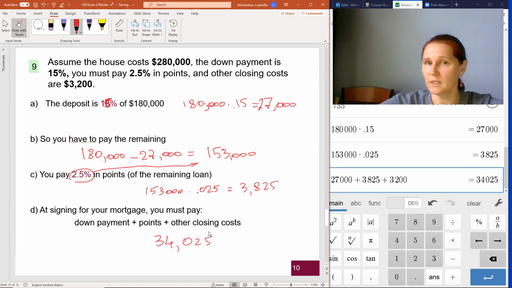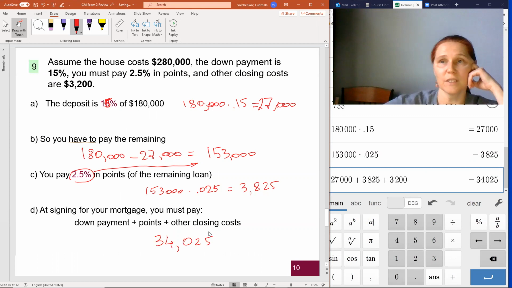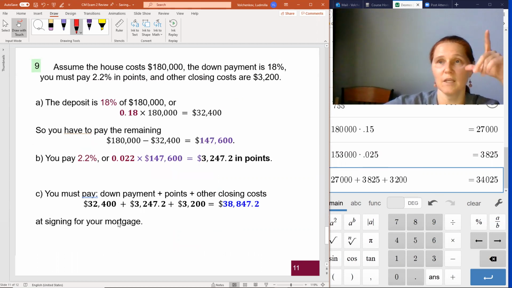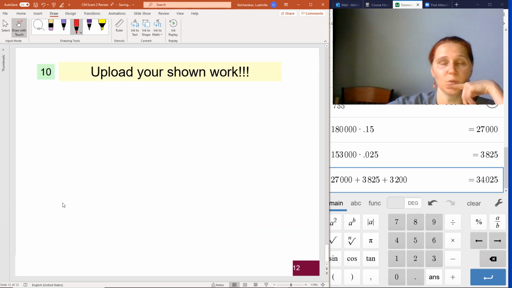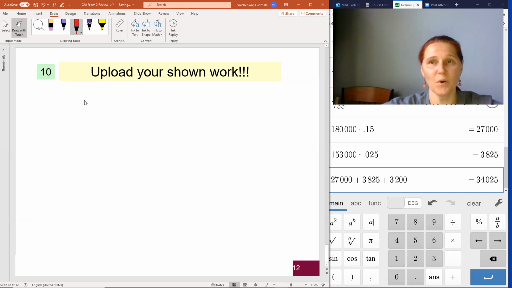Okay. So when solving the exam, please read carefully what the problem asks from you. So don't skip any steps, any points, and read carefully. At the end, take a photo of your shown work. So this problem also costs 10 points. So the total is 100 points for the exam. And upload your work.